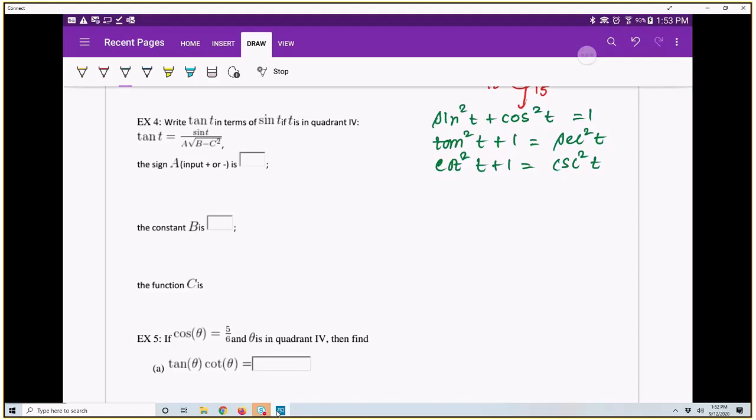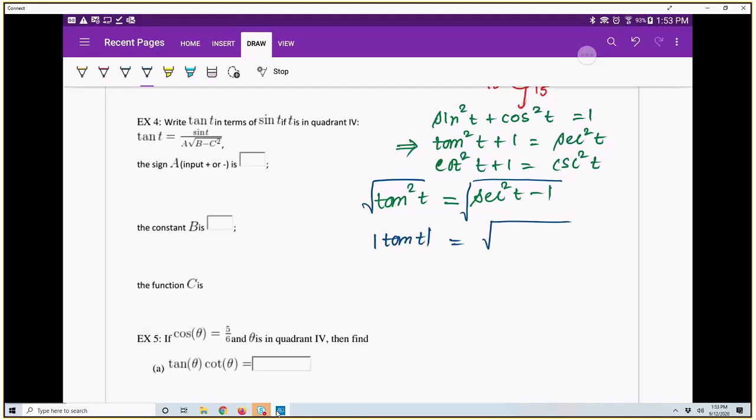So since this question is asking us to write tangent t in terms of sine t, we will start with the trigonometric identity that has tangent squared in it. So I will say tangent squared t should be equal to secant squared t minus 1. Then I will take square roots on both sides to get tangent t. But remember, this will give us absolute value of tangent t equal to square root of secant squared t minus 1.